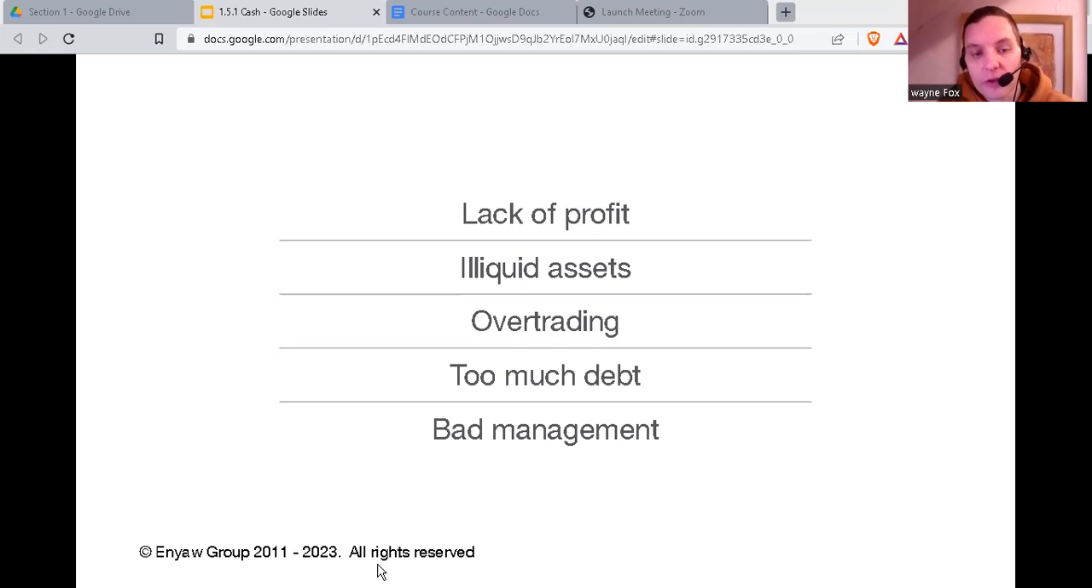1, lack of profit, such as through price wars or one bad contract. 2, illiquid assets, such as stock, property, product development. 3, overtrading, too much growth too quickly. 4, too much debt. Or 5, bad management, such as credit control, lack of diversification.